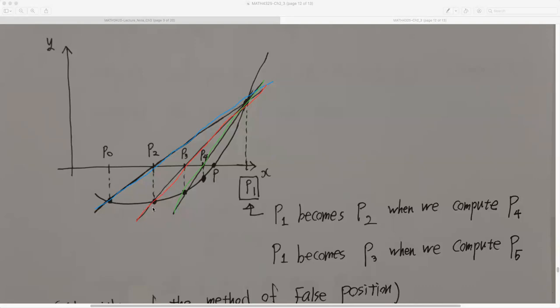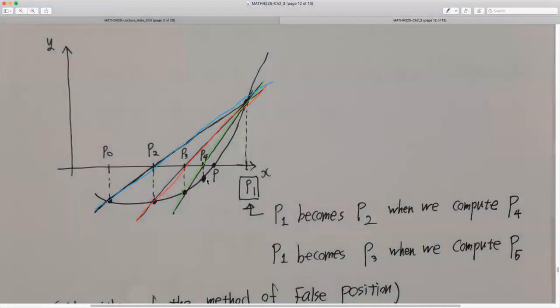So we drop the P2 and we change the P1 to P2. Then we calculate the secant line passing through P2, f of P2, and P3, f of P3, and then we got this. Then see, f(P3) and f(P4), their signs are negative, right? Same. Then we abandon P3, and now P1 becomes P3.